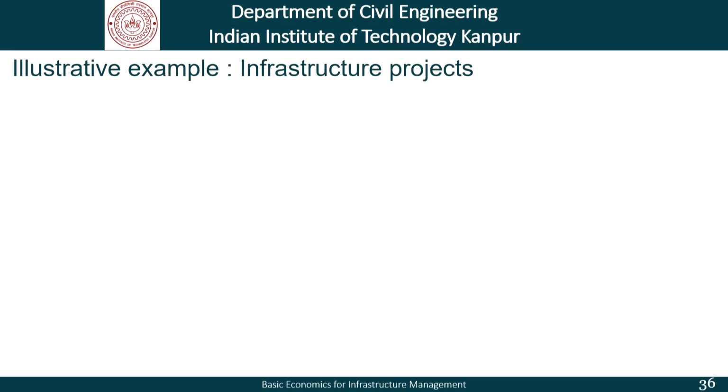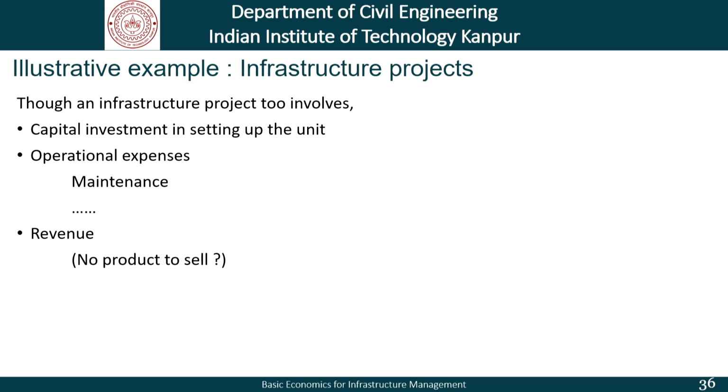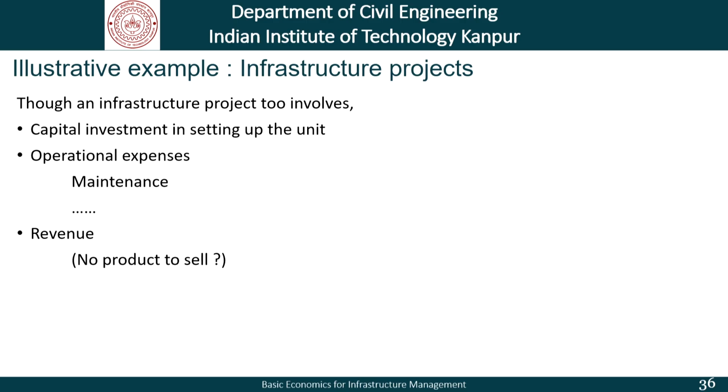The problem becomes even more complicated when we talk about infrastructure projects, because in that case too, there is a capital investment in setting them up and operational expenses in terms of maintenance, salaries and so on and so forth. Now, when it comes to revenue, the problem is that there is no product to sell. The bridge does not have a product to sell, the road does not have a product to sell. Yes, we can, in the case of roads at least, talk in terms of the toll collected. So, that to some extent is easier, but then all roads are not toll roads. There are roads where there is no toll. In that case, what happens to revenue?